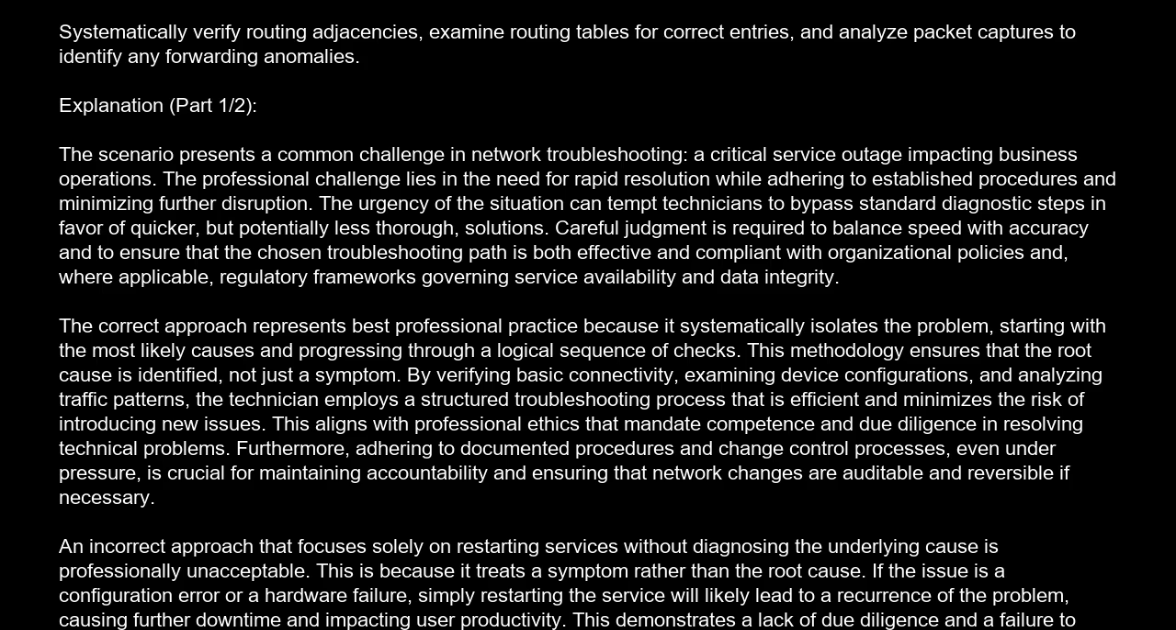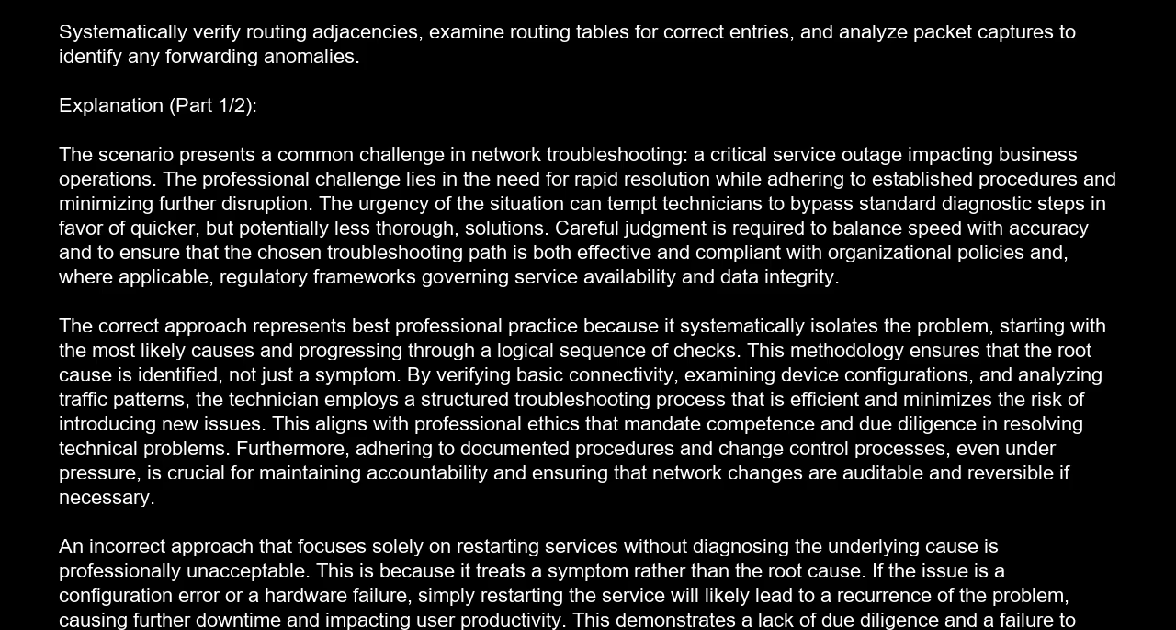The urgency of the situation can tempt technicians to bypass standard diagnostic steps in favor of quicker, but potentially less thorough, solutions. Careful judgment is required to balance speed with accuracy, and to ensure that the chosen troubleshooting path is both effective and compliant with organizational policies, and where applicable, regulatory frameworks governing service availability and data integrity.